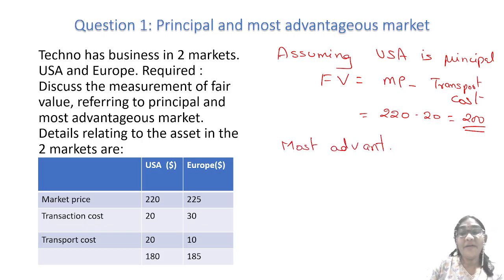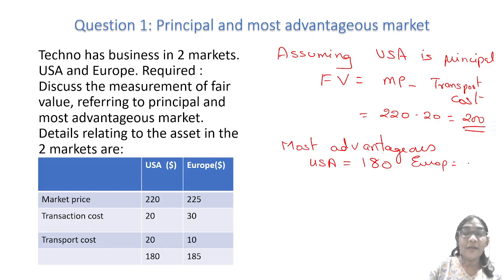Now to identify the most advantageous market. As per IFRS 13, the most advantageous market is a market which gives you the highest value, taking into consideration the transaction cost as well. So in this case, in the USA, the value is 180. And in the European market, the value is 185 after considering the transaction cost here. Therefore, the European market will be considered as the most advantageous market.